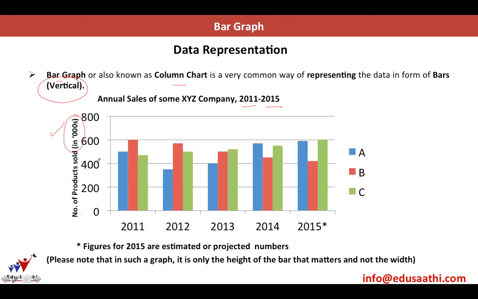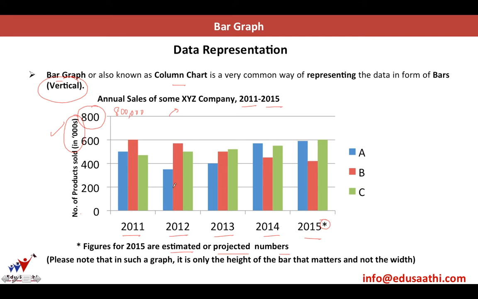So this axis shows the number of products. For example, it shows an 800 here. So this actually means 800,000 products. So this line shows 800,000 or 8 lakh products sold. And the x-axis here shows the year. So I have 2011, 2012, 13, 14 and 15. Take care of this star mark here. This shows figures for 2015 are estimated or projected numbers.